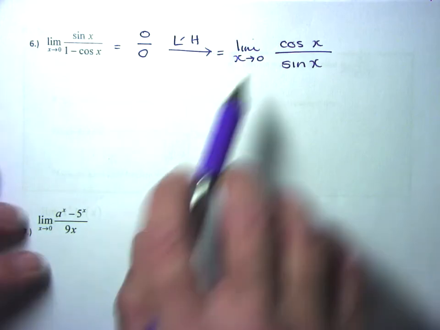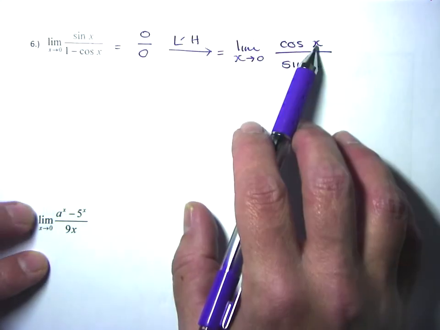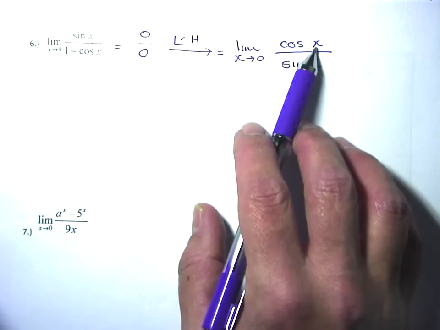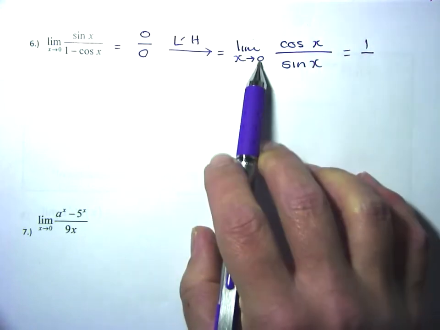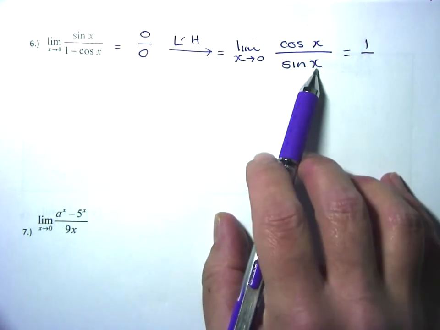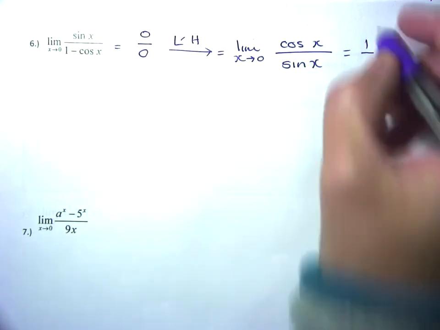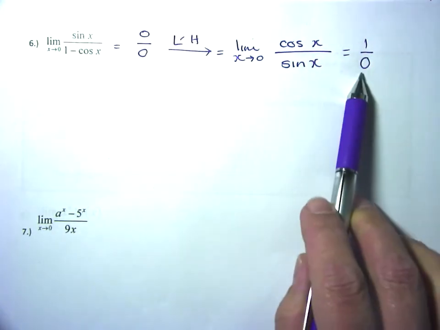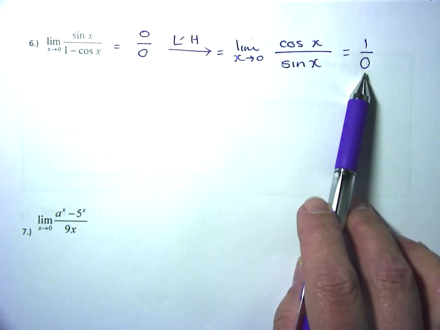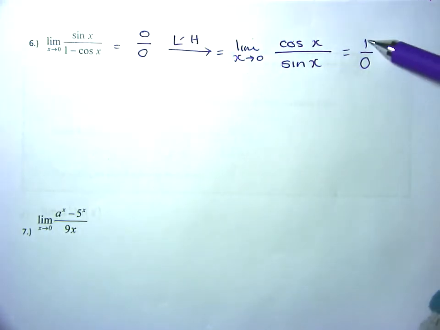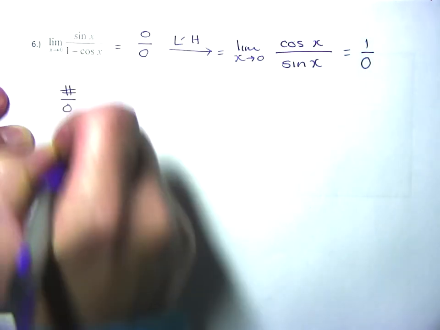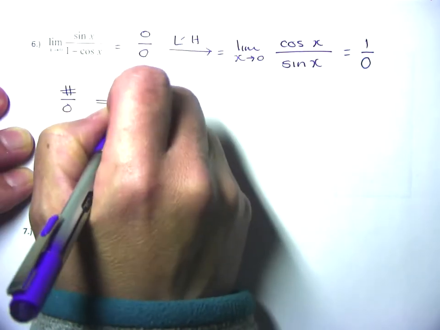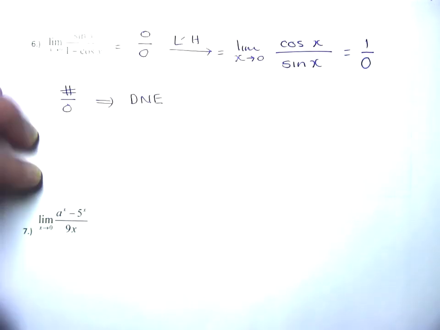If we take the limit right here, can I plug 0 in for x? Cosine evaluated at 0 is equal to 1. So what I will get here is 1 over, if I plug 0 in for x in the bottom, sine evaluated at 0, which is equal to 0. So what do we choose when we see that a limit is equal to a number over 0? Yeah, anytime we see a number over 0, we say that this limit does not exist.